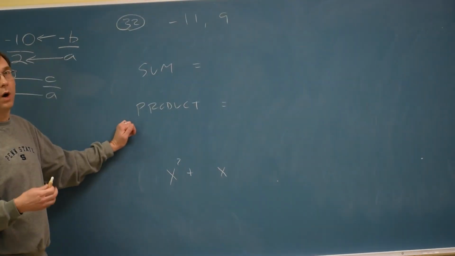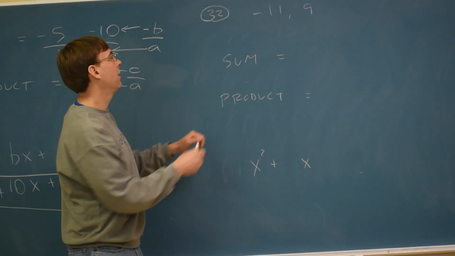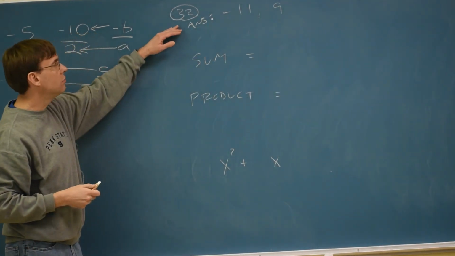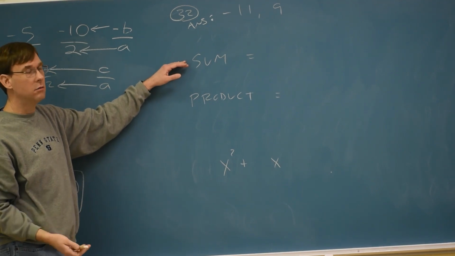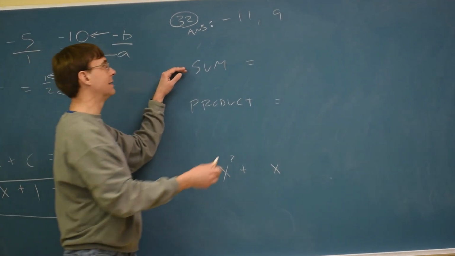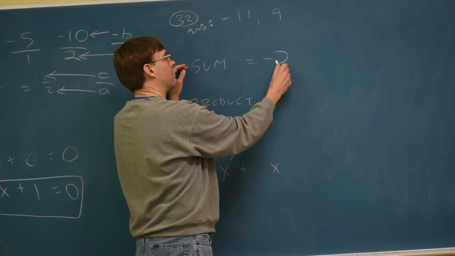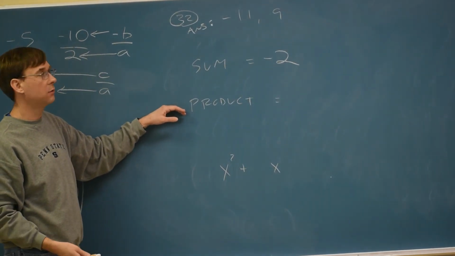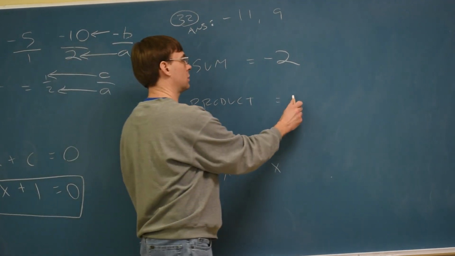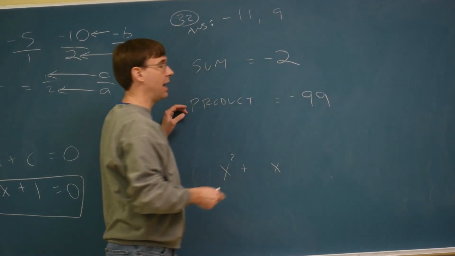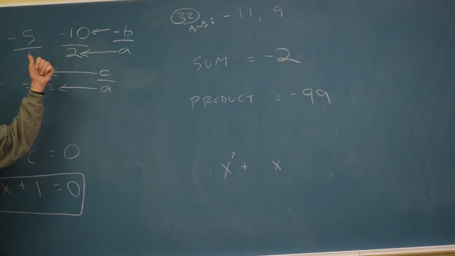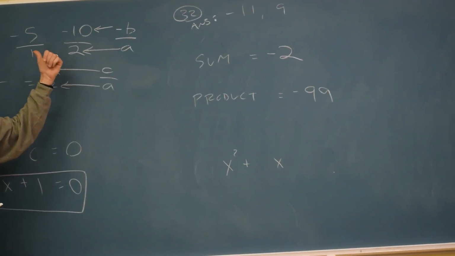For 32, they make you do one more little step. They're telling you what the answers are, and you have to use those answers to create your own sum. Sum we know means to add those, so adding those is negative 2. We have to create our own product, which means to multiply those. That would be negative 99 if we multiply those. And then we go through the same series of steps as we did a moment ago.